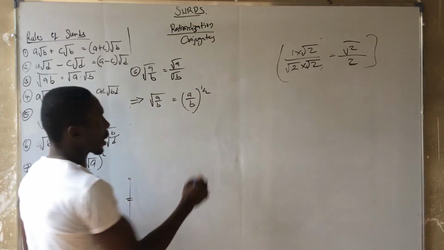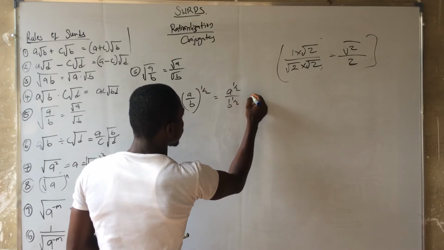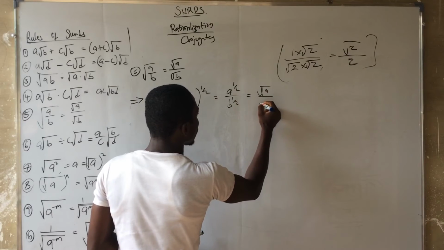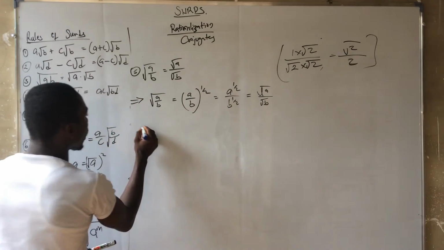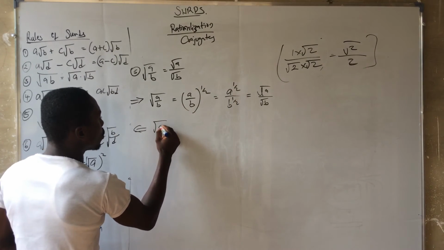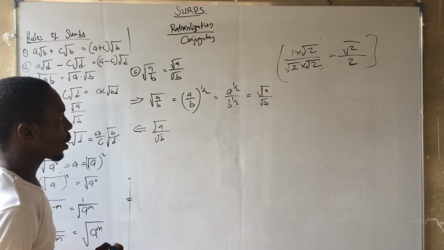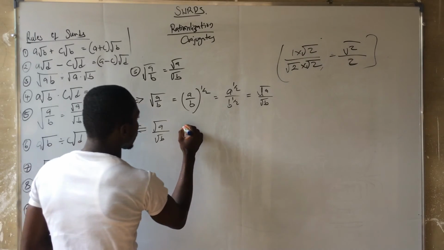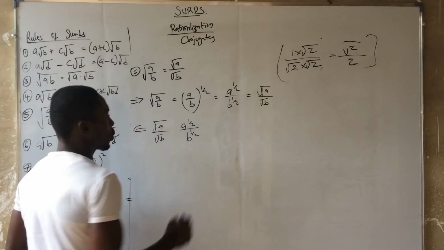So I'll now open the bracket by saying a raised to the power 1 over 2 over b raised to the power 1 over 2. I'll now say again that root a over root b is equal to this. Now I will prove what's coming from this side. This is root a over root b. Next, I'm going to say this is a raised to the power 1 over 2 over b raised to the power 1 over 2.